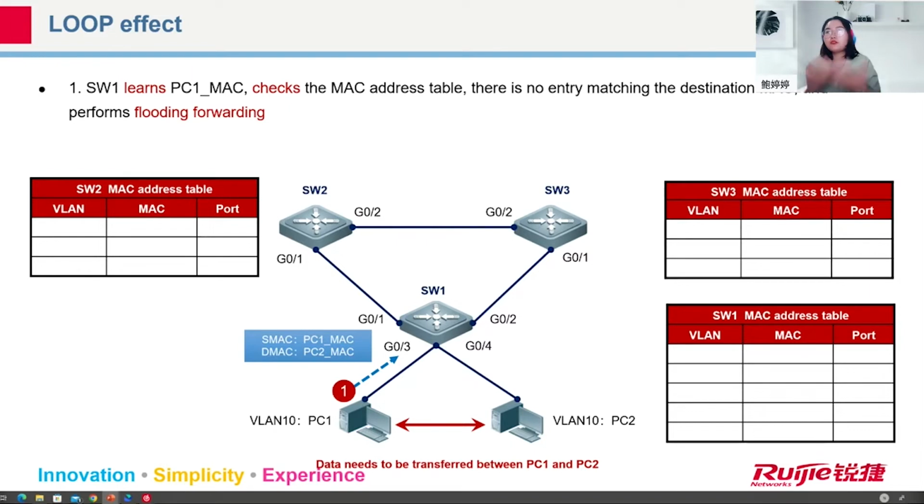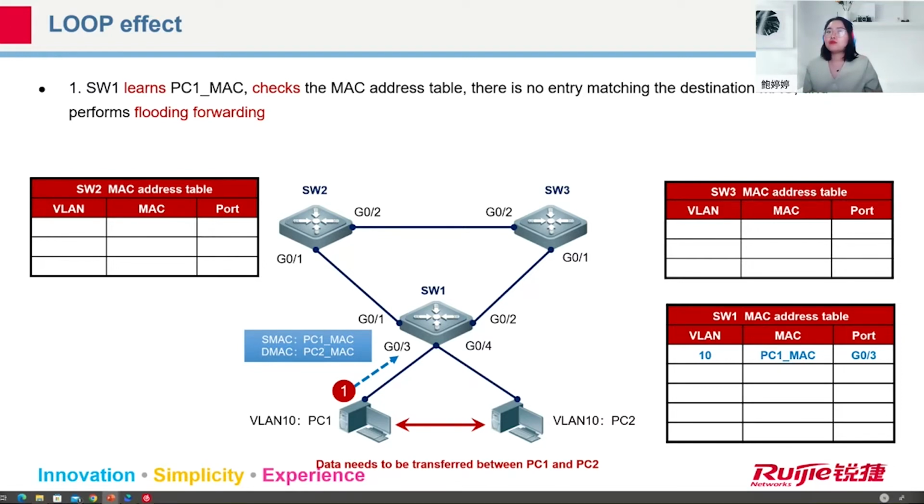Because this is the first time, the switch 1 MAC address table is empty. So first, we will add the source MAC address information, connected with port 3, and we also record the VLAN, which is VLAN 10. We will add this entry to the switch 1 MAC address table. This is the first step.